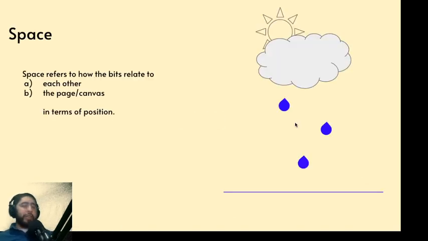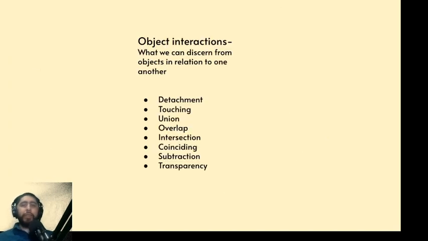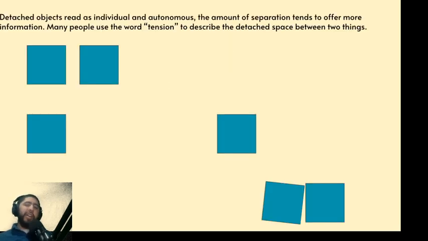All right, space. Space is basically how the bits relate to each other within a composition, and also how they relate to the composition itself. So this is a 2D and 3D thing, well, and 1D as well. So here's a lot of little things about different types of object interactions. I'm not going to go over them, but this is something to go over on your own.